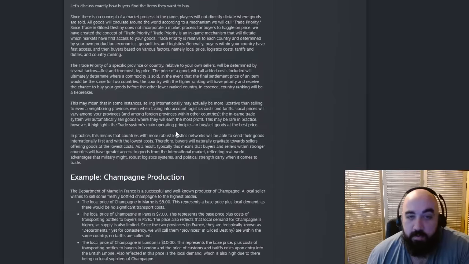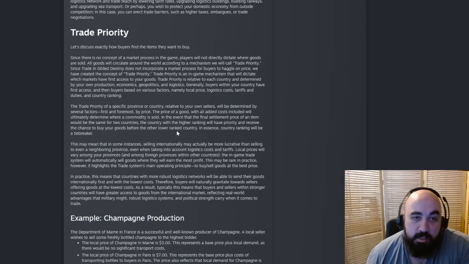Okay, now we have trade priority. Let's discuss how buyers find the items they want to buy. Since there is no concept of market process in the game, the players will not directly dictate what goods are sold, where goods are sold. All goods will circulate around the world according to a mechanism we call trade priority. Since trade in Gilded Destiny does not incorporate the market price process for buyers to haggle on prices, we have created the concept of trade priority.